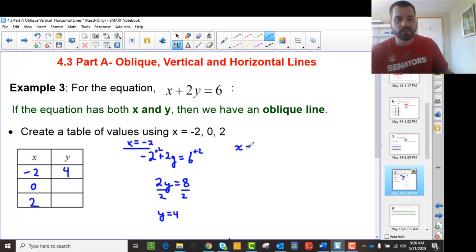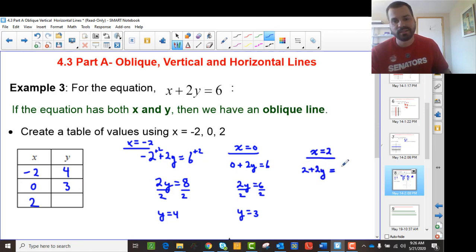Then we say, what happens when x is 0? When x is 0, I get 0 plus 2y is equal to 6, which means that 2y is 6, and we just divide by 2 and get y to be 3. So we put 3 here. And then finally, we let x be 2. So we get 2 plus 2y is equal to 6. So we subtract 2 from both sides, and we get 2y then is equal to 4. 6 minus 2. Divide those by 2, and we end up with y is equal to 2.